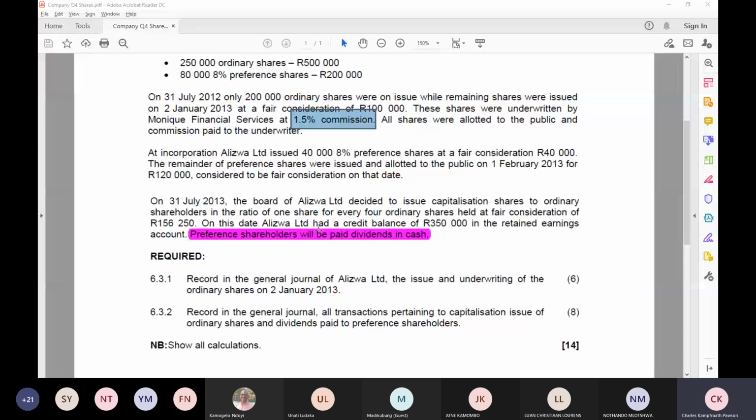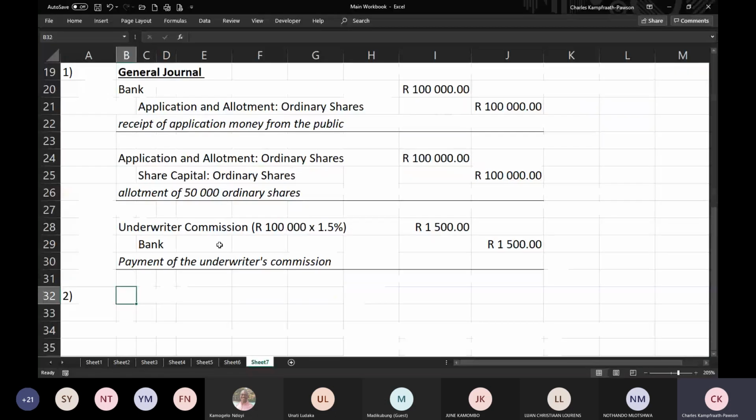Okay, so let's read that sentence again. It says on the 31st of July 2013, the board of Alizwa Limited decided to issue a capitalization share issue to the ordinary shareholders in the ratio of 1 share for every 4 ordinary shares held at a fair consideration of 156,250. On this date, Alizwa Limited had a credit balance of 350,000 in the retained earnings account, and the preference shareholders will be paid dividends in cash. Okay, let's go to the calculation.